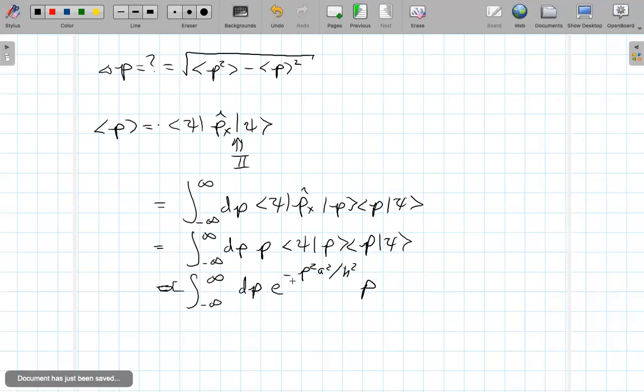Again, this is an even function. This is an odd function. So if we integrate over an even function times an odd function, that becomes an odd function. What happens if we integrate an odd function over all space? 0 again. Good. So that is simply equal to 0.